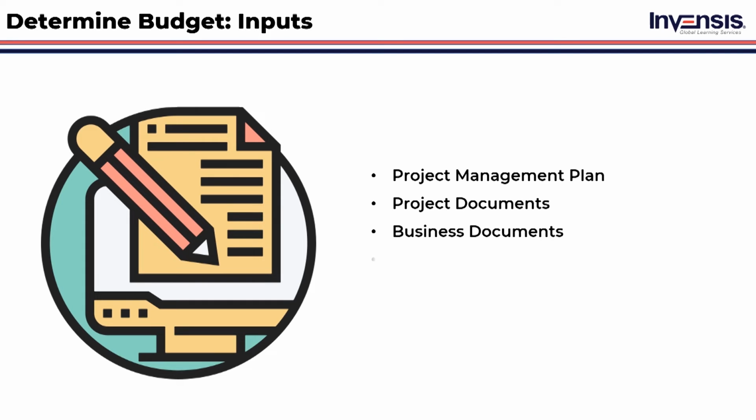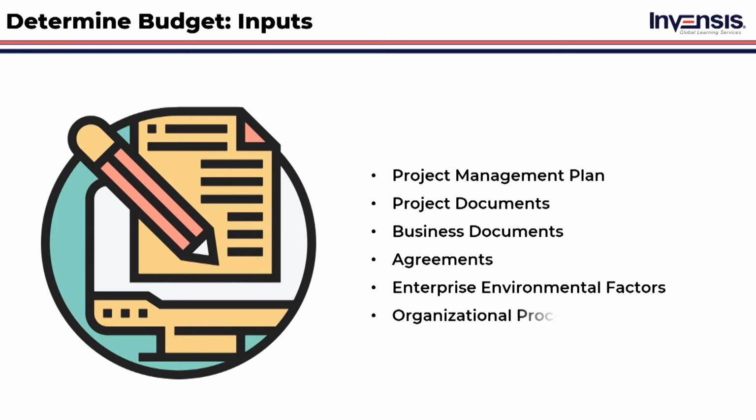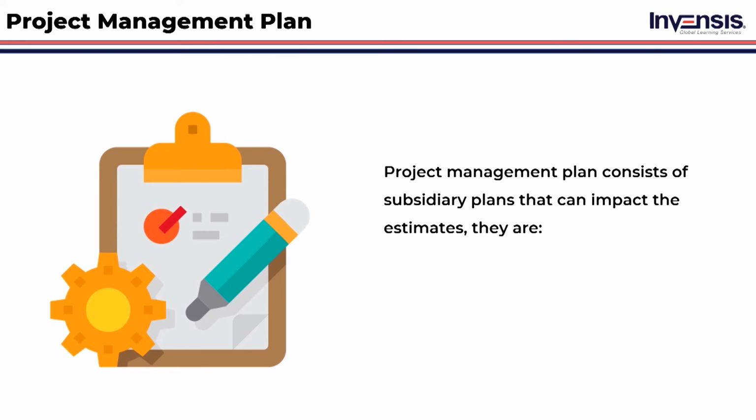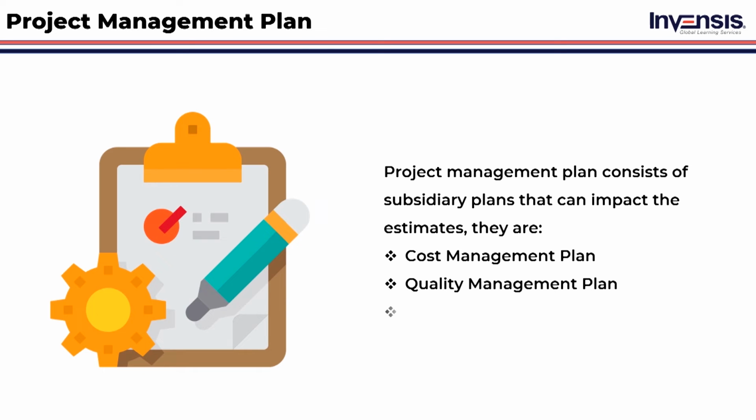Business documents, agreements, enterprise environmental factors, organizational process assets. So let us start with the inputs and details. The project management plan consists of subsidiary plans that can impact the estimates. They are: cost management plan, quality management plan, scope baseline. For this process, the project management plan that is used is similar to the earlier process.